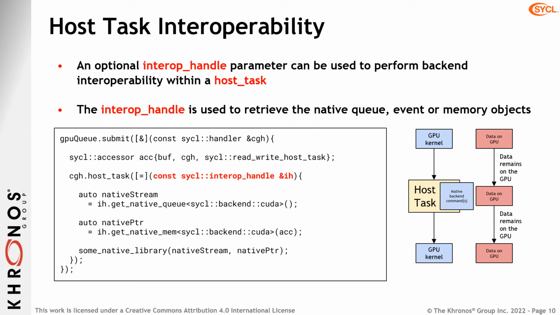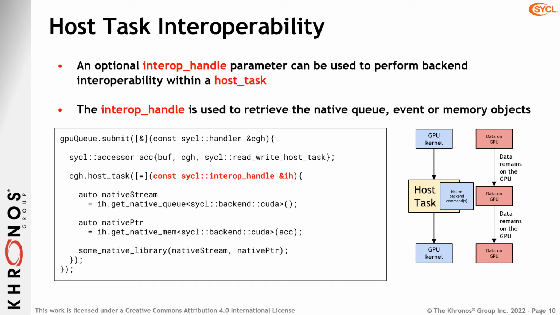In this example, we are interoperating with the CUDA backend. So we retrieve the native CUDA stream for a queue via getNativeQueue, and then we retrieve the native CUDA pointer for an accessor by calling getNativeMem. We then call some CUDA library, passing in that stream and pointer.